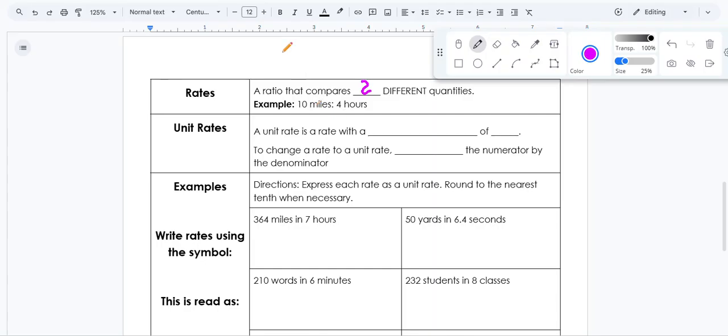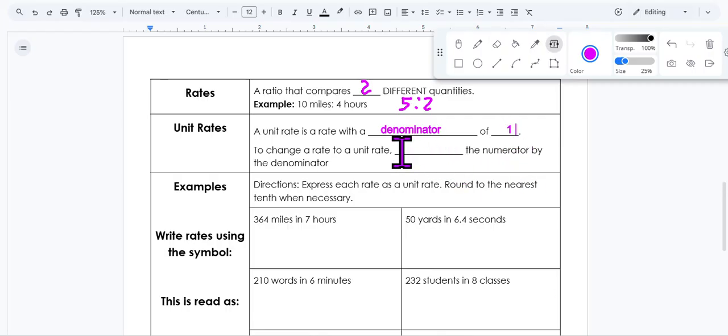Okay, rates are ratios that compare two different quantities. So for example, 10 miles for 4 hours, you're doing miles per hour, right? So I could figure this out, 10 to 4, I could simplify that and make that 5 to 2, right? Because they're both even, I can divide by 2. So that would really simplify to 5 to 2. So every 2 hours, I'm going 5 miles, or I'm going 5 miles every 2 hours, right? And when you're making unit rates, you want to make it have a denominator of 1.